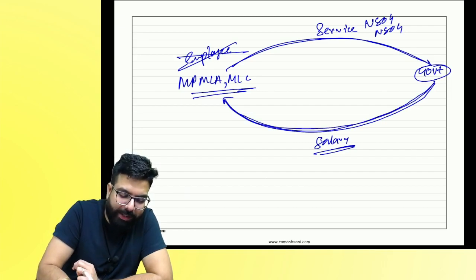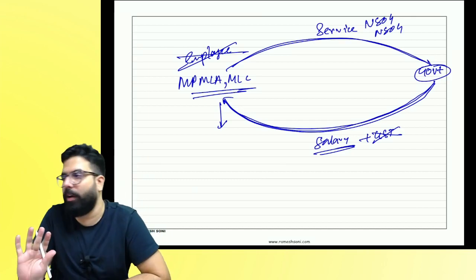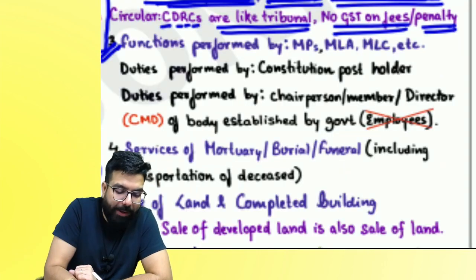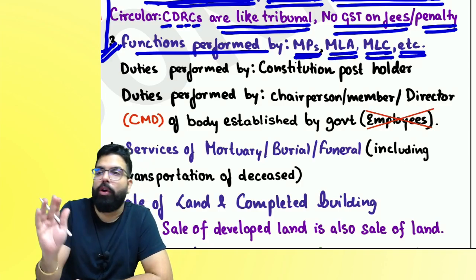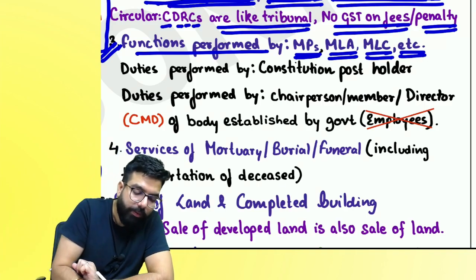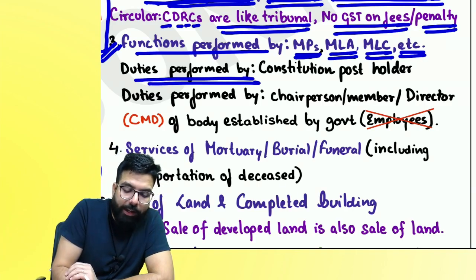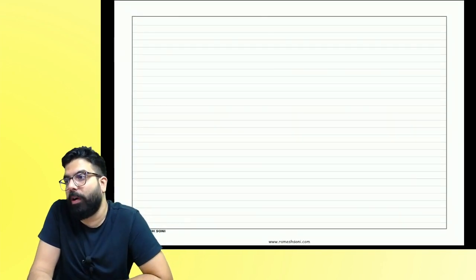It means when they are collecting the money, they will not go ahead and collect any GST and pay GST to the government. It means services performed by MPs, MLAs, MLCs, etc. also will be neither supply of goods nor supply of service. Duties performed by constitutional postholders. What do you mean by constitutional postholder, everyone?